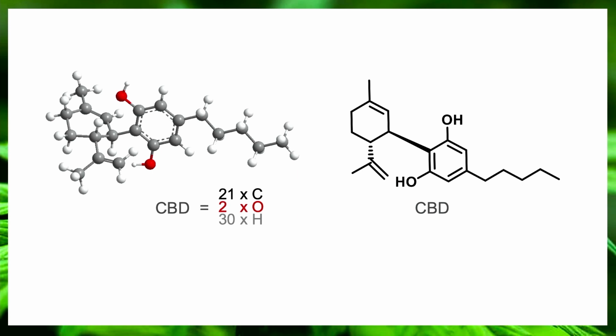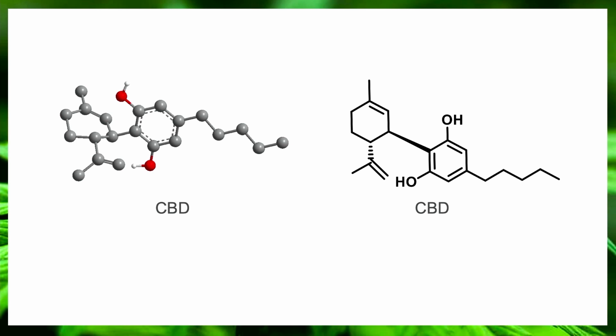So on the right is what we refer to as a line angle structure. Every bond, or every kink or corner, represents a carbon atom. The molecule has 21 of these carbon atoms. Those 30 hydrogens that sort of decorate it, we just remove. We know they're there. And then after that, it starts to resemble the line angle structure.